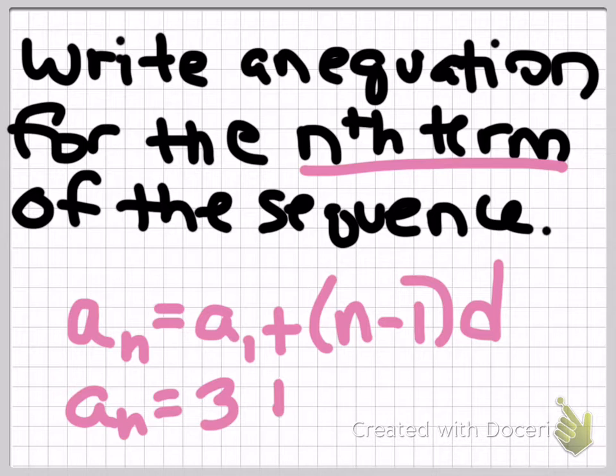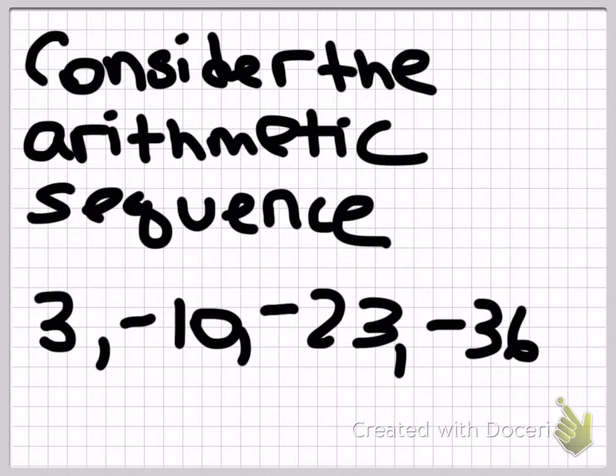Then we have plus n minus 1, which we don't know the actual nth term, so that's why we keep n the way that it is. And then d is our common difference or pattern. So we need to figure out how we got from 3 to negative 10.